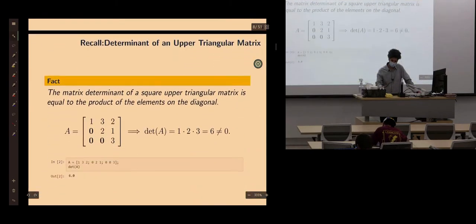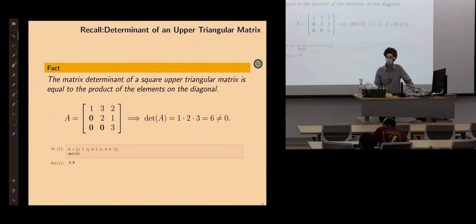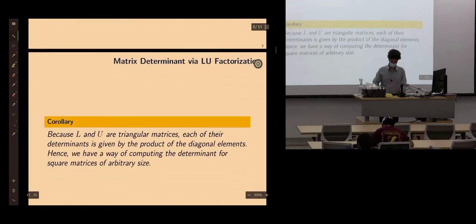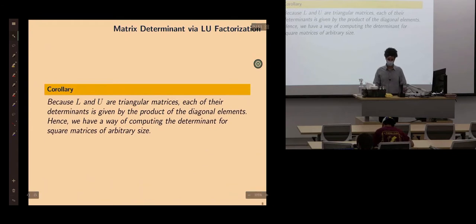So in the end, it doesn't matter if it's a lower triangular or upper triangular. As long as it's a triangular matrix, the determinant is the product of its diagonal entries. So this is another reminder for the upper triangular matrix. And in fact, now we are able to calculate the determinant of any square matrix. Remember, the determinant is only defined for a square matrix.